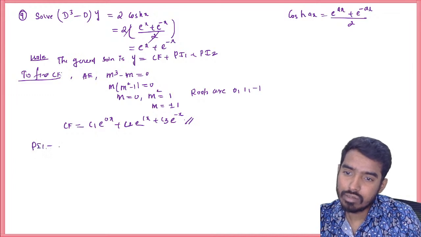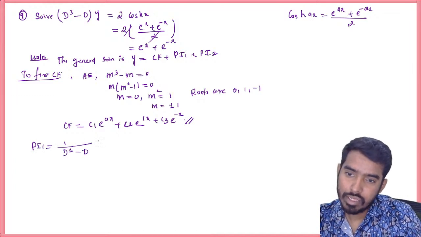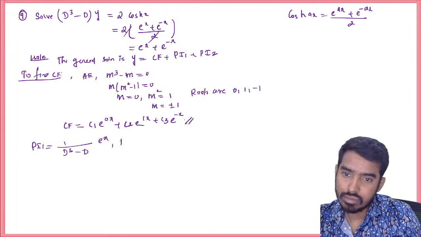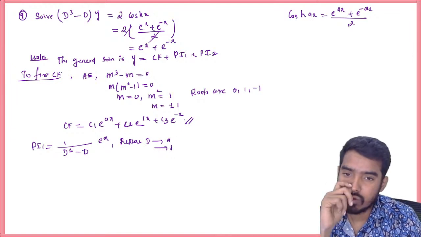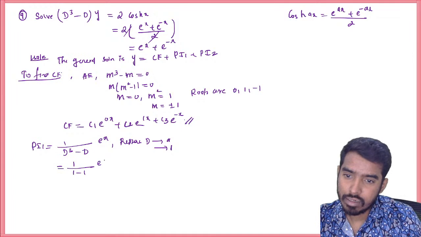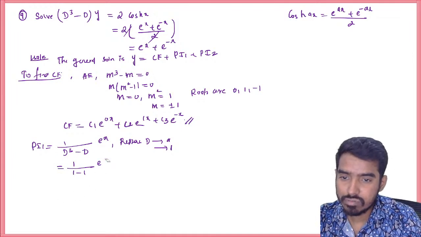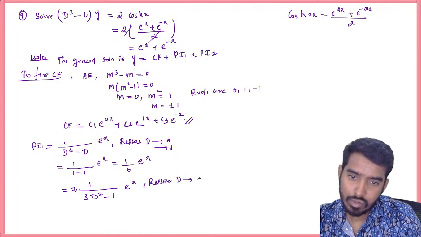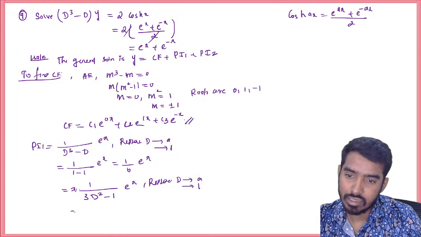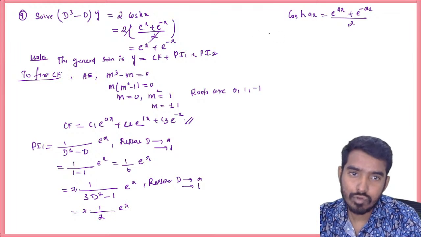Now we will find PI1. So PI1 is 1 divided by d cube minus d, e power x. So replace d with a, and a is 1 here. 1 divided by 1 minus 1 into e power x, which is 1 by 0 e power x, so multiply by x and differentiate the denominator. So you will have 3d square minus 1, e power x. Again replace d with 1, so we will have x into 1 by 3 minus 1, which is 2, e power x. This is PI1.